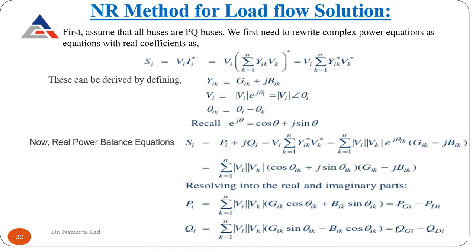And similarly, this is the imaginary part. For the imaginary part, the first term is j sine theta into Gik. Okay, this is the first term with positive sign, and with negative sign, this term cos of theta ik into Bik. Okay, and this is further equal to Qgi minus Qdi.